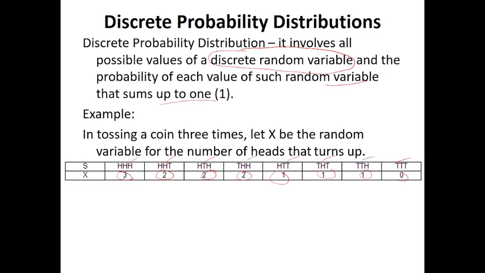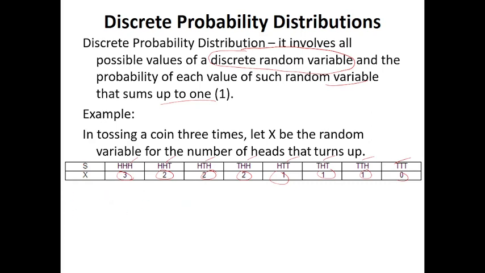So the probability that the random variable is equal to 3 plus the probability that the random variable is equal to 2 plus the probability that the random variable is equal to 1 plus the probability that the random variable is equal to 0 sums up to 1. So that is the characteristic of a discrete random variable, a discrete probability distribution.